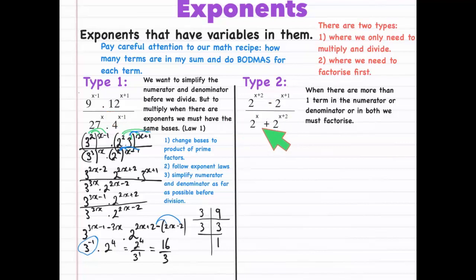Here we have minuses and pluses in our numerators and denominators. So we need to factorize. Now here is a small little tip. We want to take out a common factor. So this cannot be a common factor with that, because that is 2 to the power of x plus 2 and that is 2 to the power of x plus 1. They're not the same thing. Same at the bottom. That's 2 to the power of x and this is 2 to the power of x plus 2.